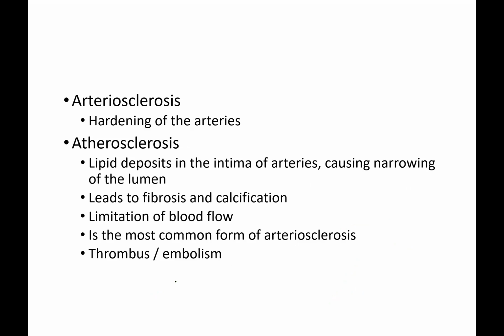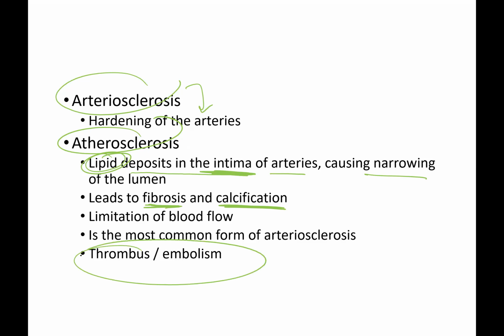Okay. So arteriosclerosis is hardening of the arteries. Atherosclerosis is fat deposits on the inside lining, the intima of the arteries, causing narrowing of the lumen. This will lead to fibrosis, a lot of scar tissue stuff, calcification, so lots of minerals come in, okay, which if you think about minerals, they're hard. The more minerals come in, the more calcifies, the harder the tube gets, okay? And then you're at risk for thrombus and embolism stuff.